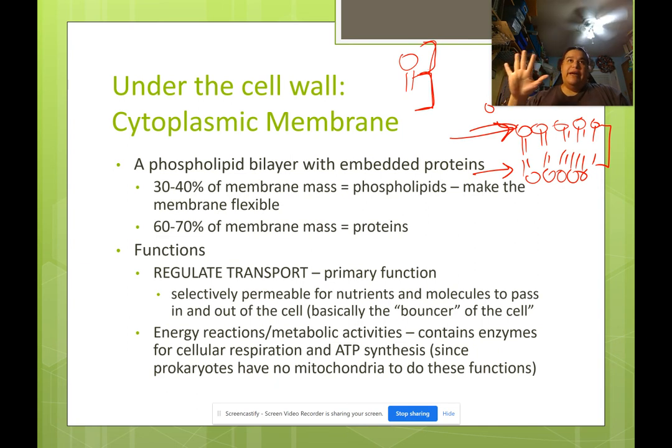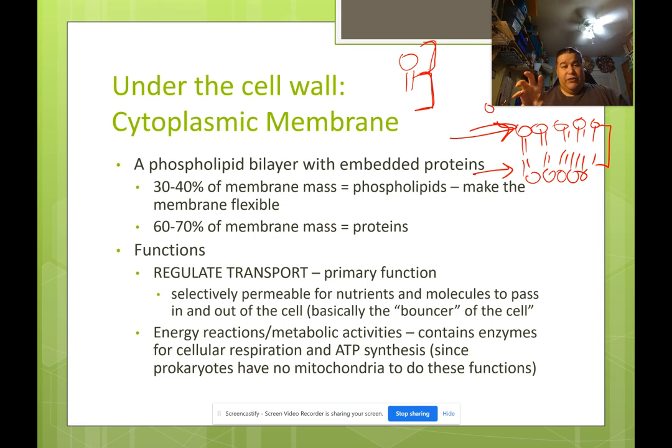The cell membrane itself is responsible for allowing or not allowing things to move into and out of the cell. So we say that it is selectively permeable. It decides whether you are green and good to go or you're red and you're not allowed to go. Nutrients usually get to go, certain molecules get to go in and out of the cell.